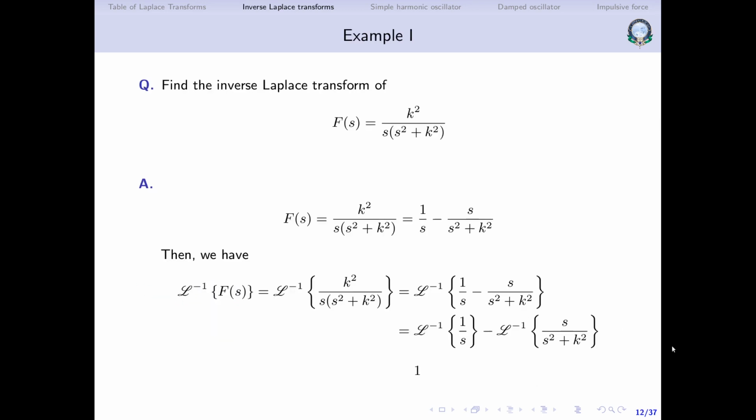So inverse Laplace transform of 1 by s is equal to 1, and inverse Laplace transform of s by s squared plus k squared is cos kt. So this gives us the answer that we are looking for. The inverse Laplace transform of this is equal to 1 minus cos kt.